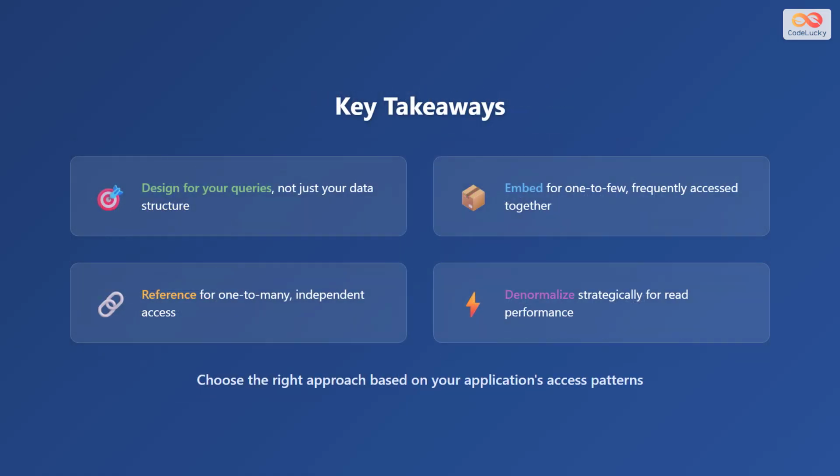Here are the key takeaways from this discussion. Design for your queries, not just your data structure. Embed for one-to-few relationships where data is frequently accessed together. Reference for one-to-many relationships where independent access is needed. Denormalize strategically for read performance. Choose the right approach based on your application's access patterns to optimize your MongoDB schema design effectively.